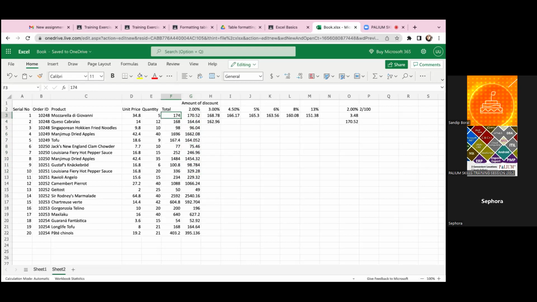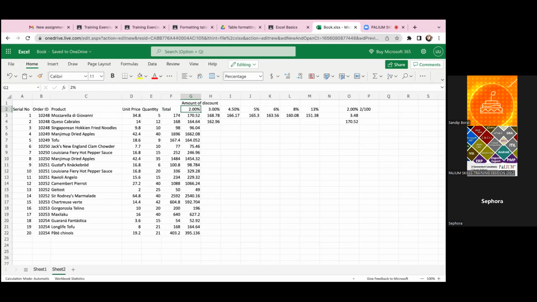Then what is the percentage of discount? That is 2%. Now it is all in column G, but I have to fix the second row, because my discount percent is only in the second row: 2%, 3%, 4.5, 5, 6, 8, 13. It is all in the second row. So I have to fix my row 2.